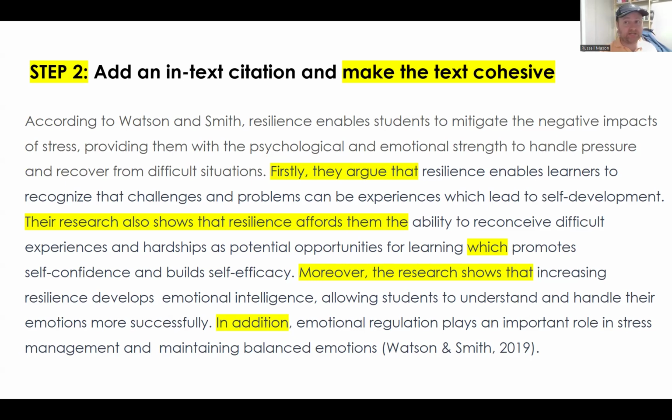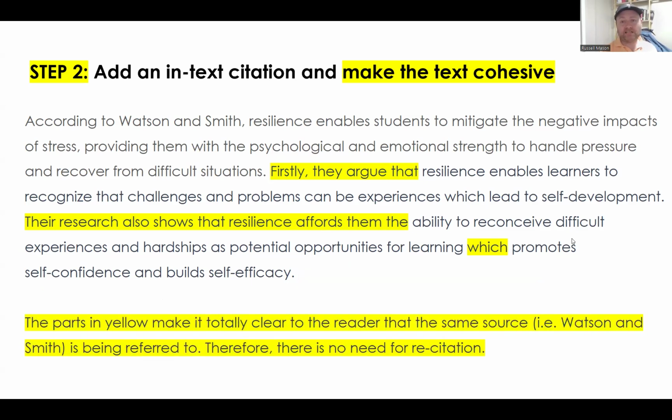The second feature that makes the text cohesive are the linking words like firstly, moreover, and in addition. These are linking language for sequence and addition in these cases. Okay, so let's look at this again. The parts in yellow, as I previously said, make it absolutely clear that we're writing about the same source. And because it's clear, we don't need to cite it.